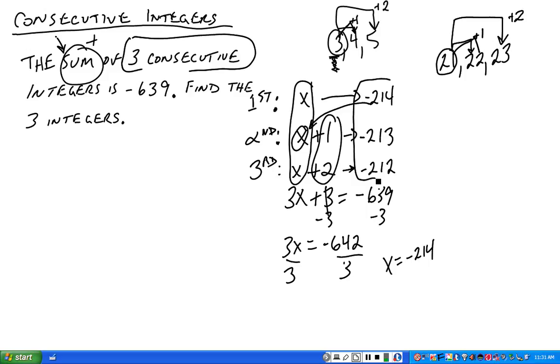So we found our three consecutive integers, back to back to back, and as we said, these three should add up to be negative 639. And if you look, 4 plus 3 is 7, 7 and 2 is 9, 1 plus 1 is 2, plus 1 is 3, 2 plus 2 is 4, plus 2 is 6. So this problem checks out. Okay, so now let's look at another problem.